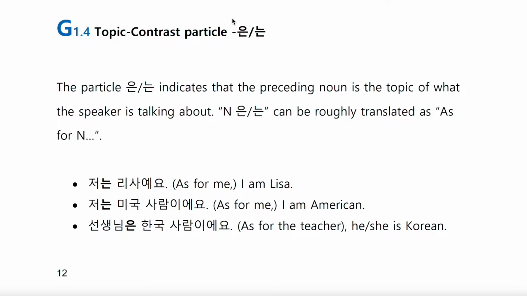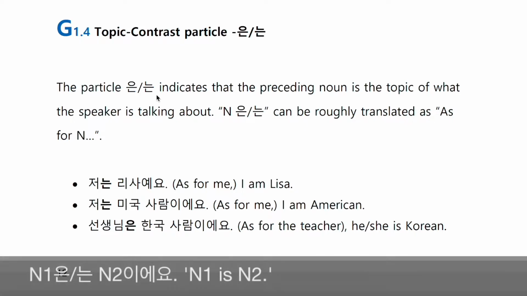So we need a noun here. Noun plus 은 or 는. Page 12 of your textbook. The particle 은 or 는 indicates that the preceding noun is the topic of what the speaker is talking about. Actually, we have seen this 은 or 는 when we were talking about N1 은 or 는 N2 이에요.